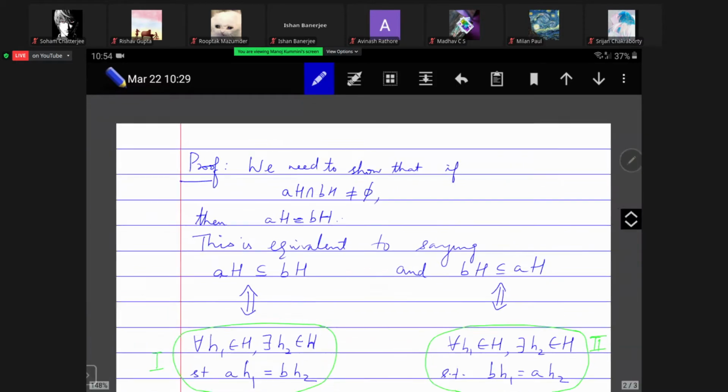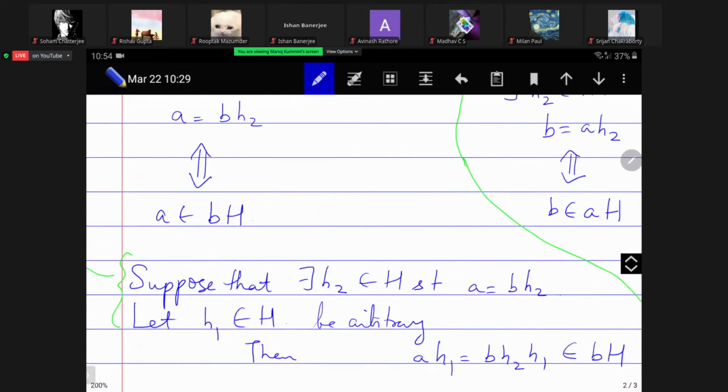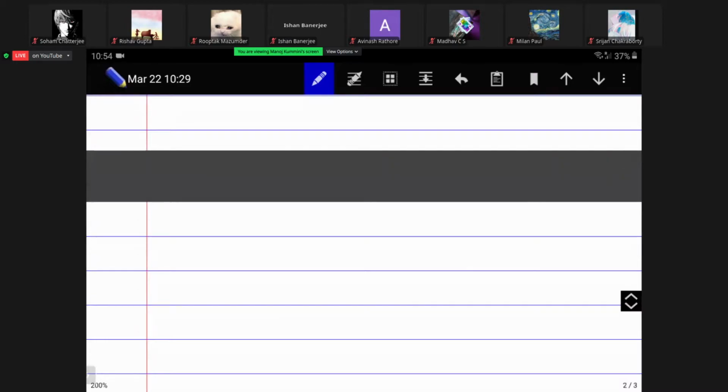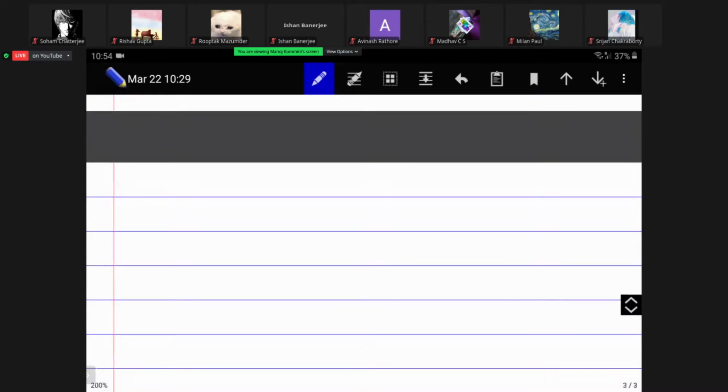So now let us finish that proof. What we have just done is rewriting the conclusion that we need to get. Now we will use the assumption and get to that new rewritten conclusion. So now assume that AH intersect BH is not empty. Let C be inside AH intersect BH.